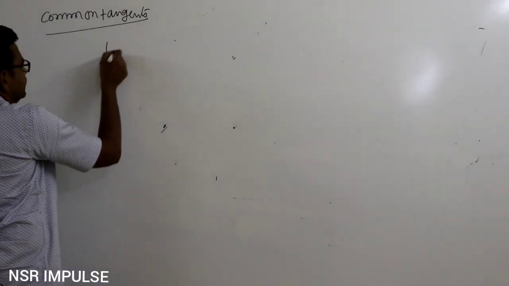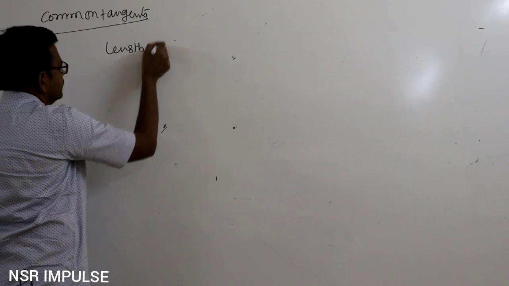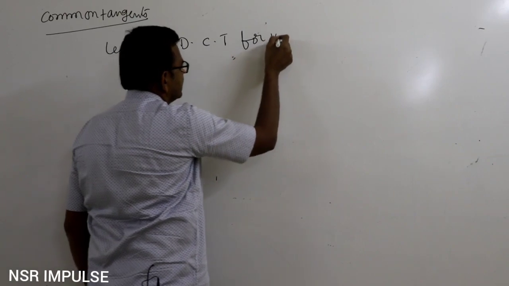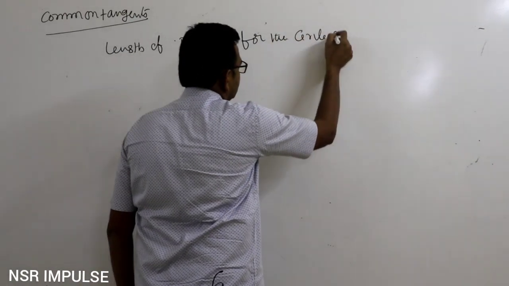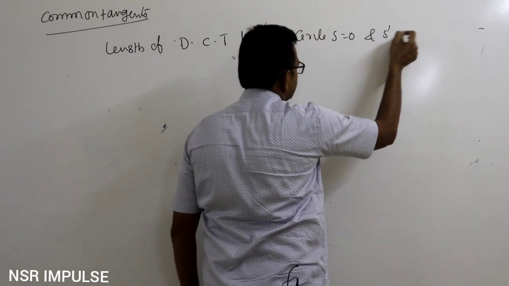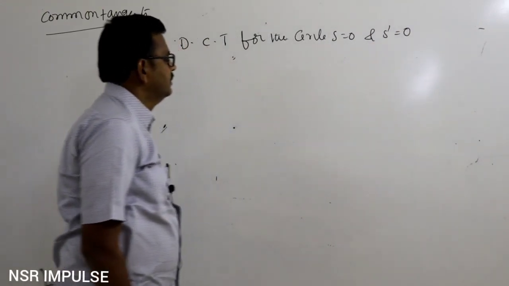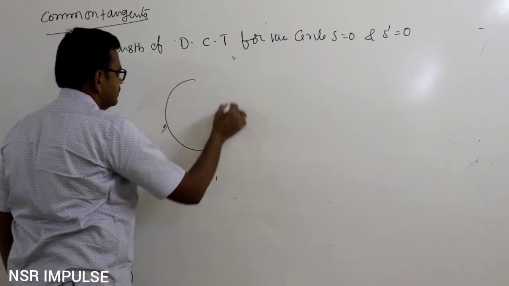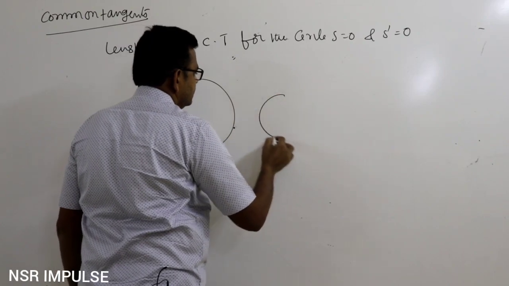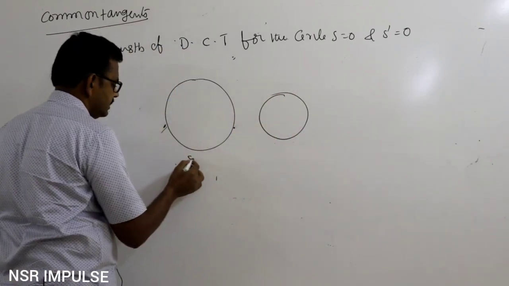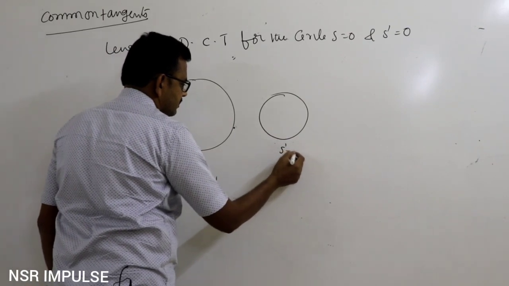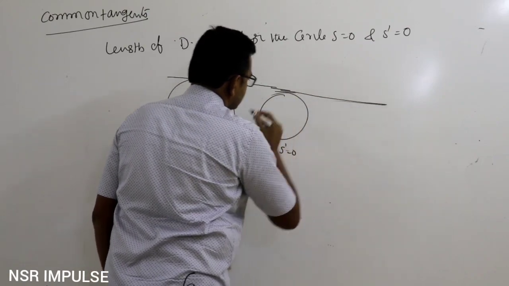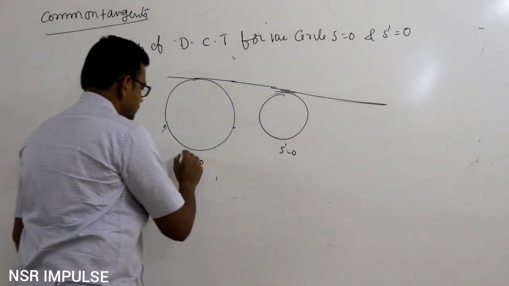Next point, the length of the direct common tangent for the circles S equal to 0 and S dash equal to 0. So this is the circle S equal to 0, and this is S dash equal to 0. So this is the direct common tangent.